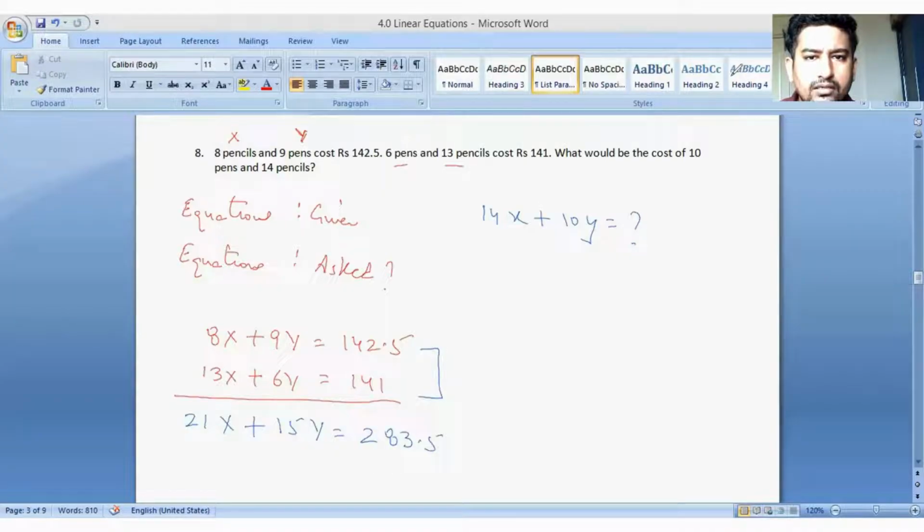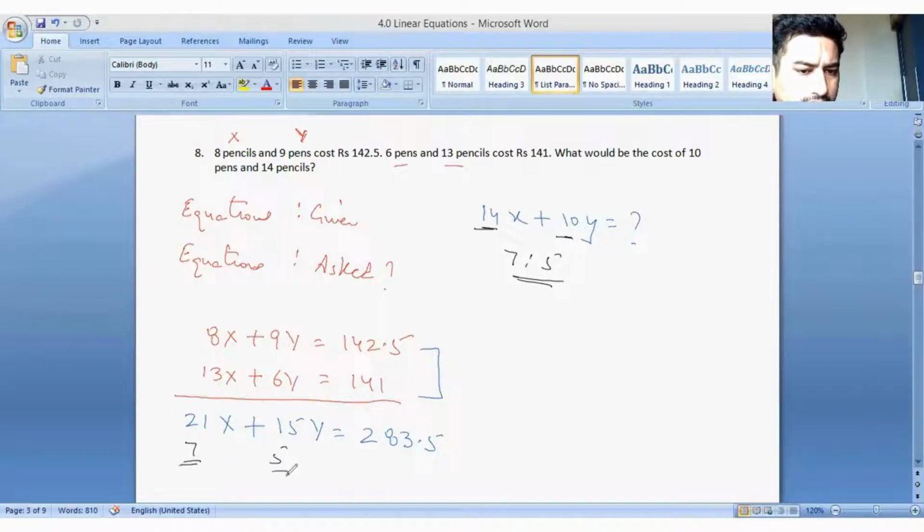283.5, right? Now I'm observing something here. Let's see this. If you see, the ratio here is 7:5. 14 and 10, the ratio is 7:5. 21 and 15 is also, the ratio is 7:5, right? Same thing. So I can get this exact same value.